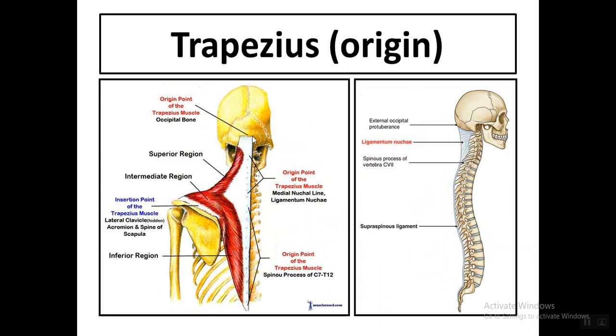It takes an extensive origin. Its origin begins from the skull and goes down on the vertebral column. From the occipital bone, it takes origin from the external occipital protuberance, then from the ligamentum nuchae, and then from the spinous process of the 7th cervical vertebra and the spinous processes of all thoracic vertebrae. So it has a long origin.